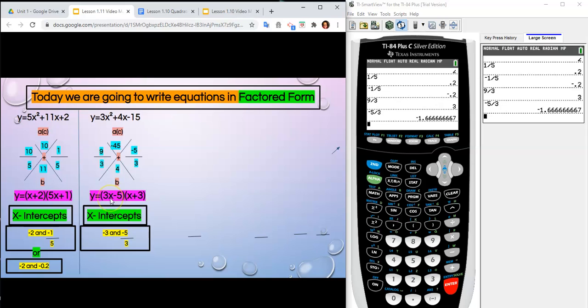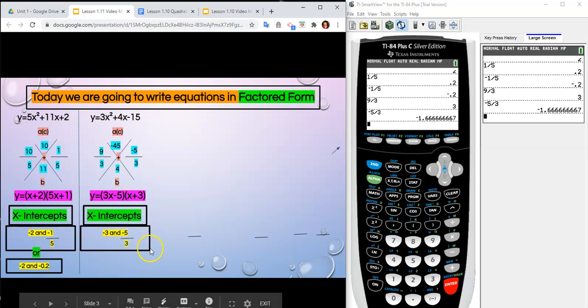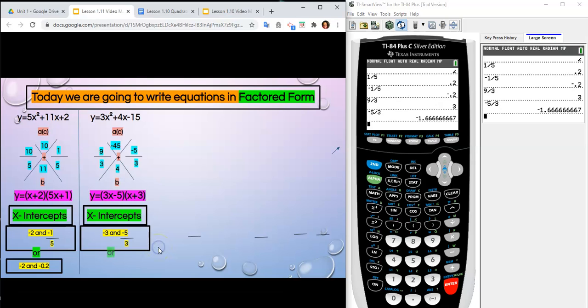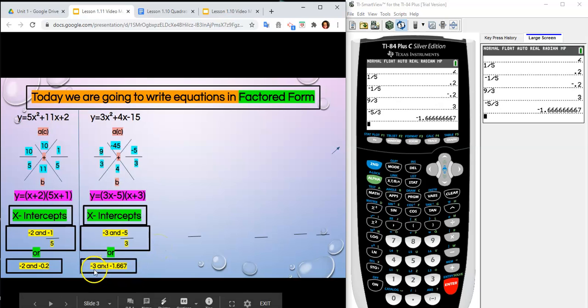But on this one, the x-intercept, not so easy. I have to remember that this 3 has to go back under that 5, and it is -5/3. Or if I want to show it as a decimal number, I could just say my x-intercept is -1.667 if I round it. And as you can see, when we divided this, we got -1.667 in our calculator. All right, so let's move on.